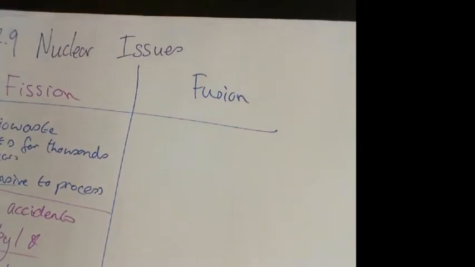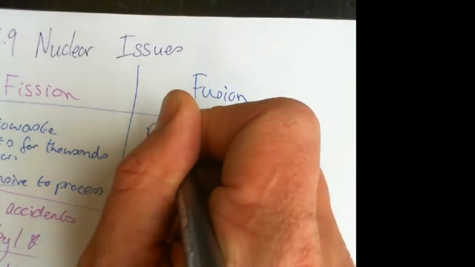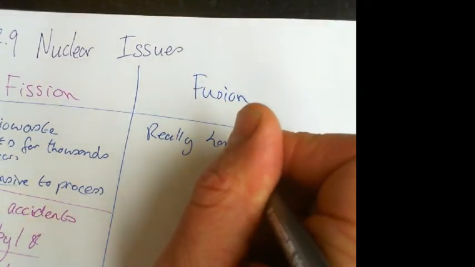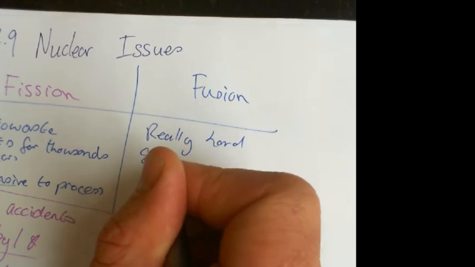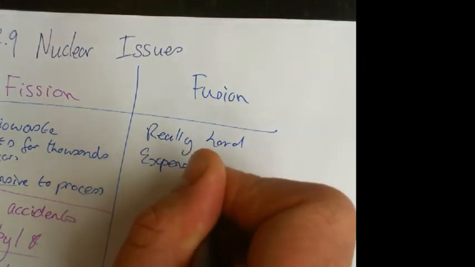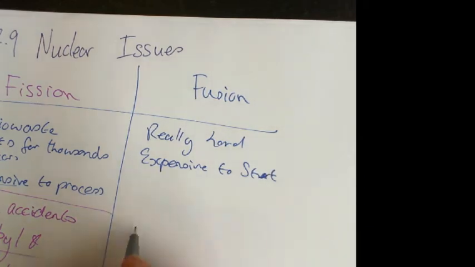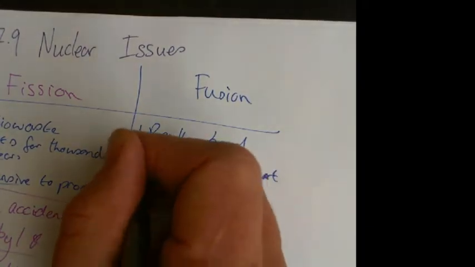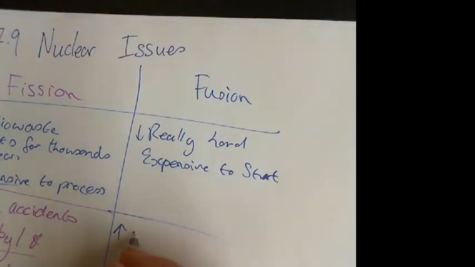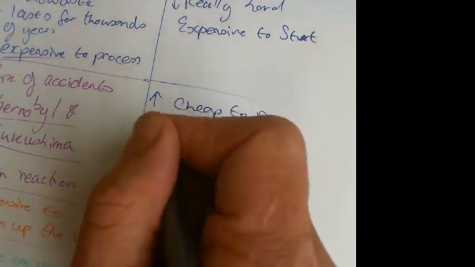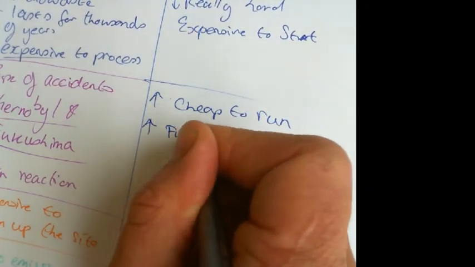Fusion problems. It's really hard, which means that it's expensive to get started. But if you do manage to do it, it is brilliant because they'd be cheap to run, because the fuel is just seawater.